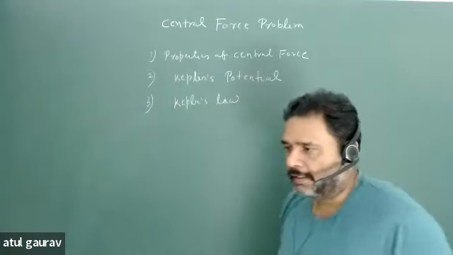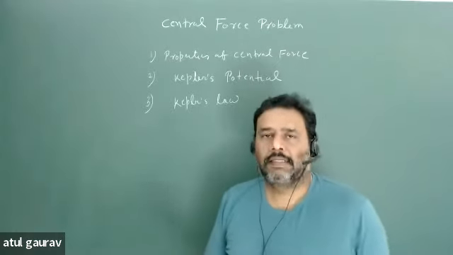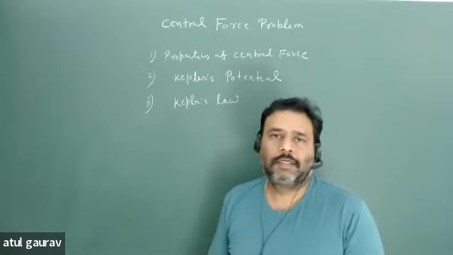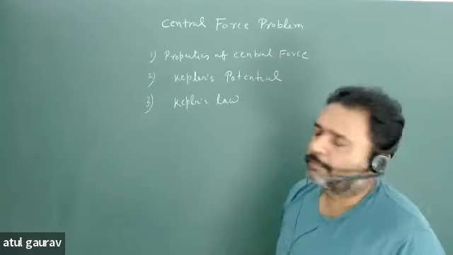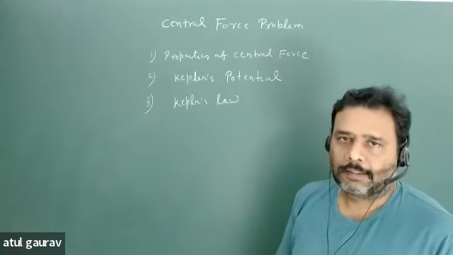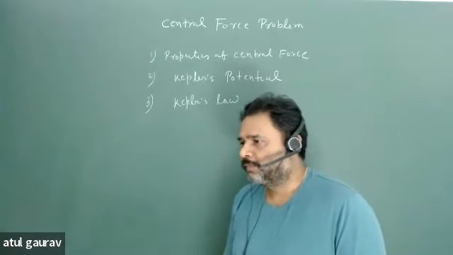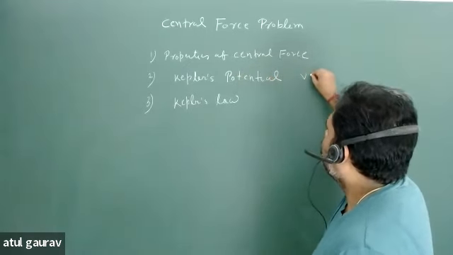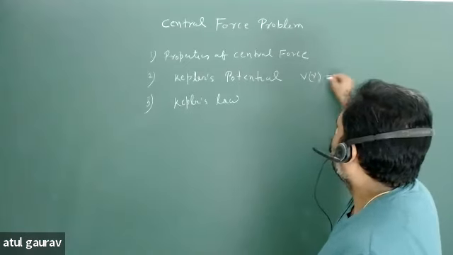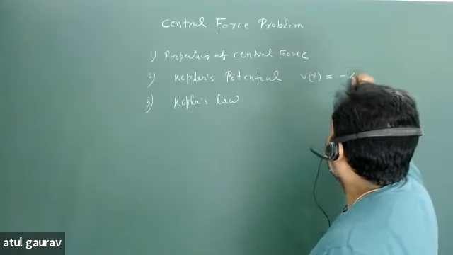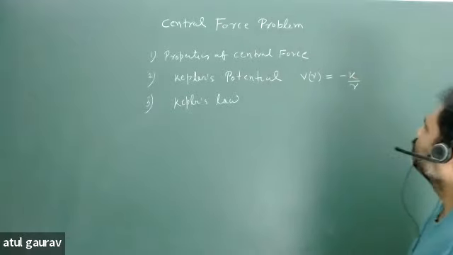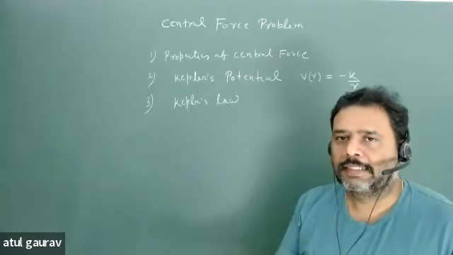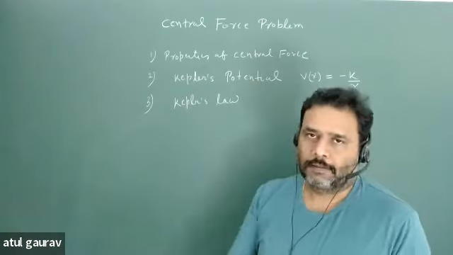Kepler's law is mainly for the Sun and Earth system, mainly for a planet and a star system where the planet is revolving in an elliptical orbit. So we will cover this in Kepler's laws. We all know there are three different laws of Kepler, and we have Kepler's potential. That means we are going to try to understand the nature of different orbits when my potential is minus k by r. This potential is inversely proportional to the distance between the two particles.